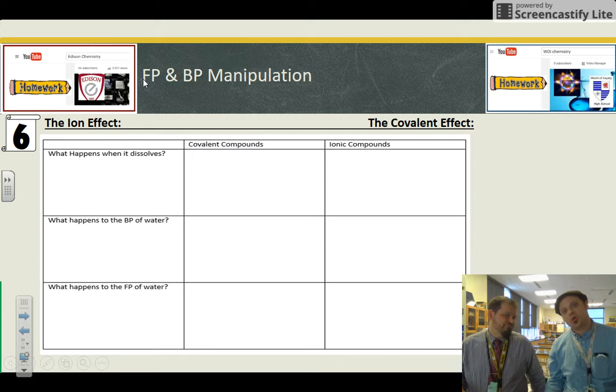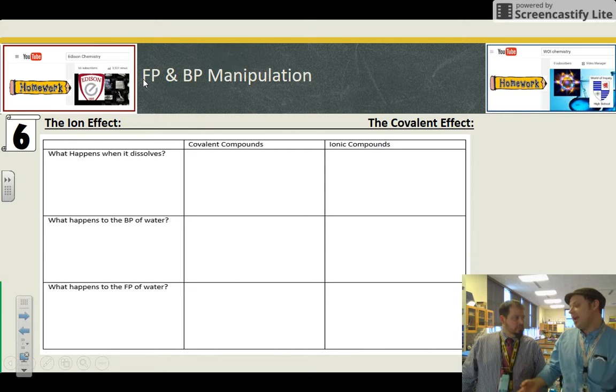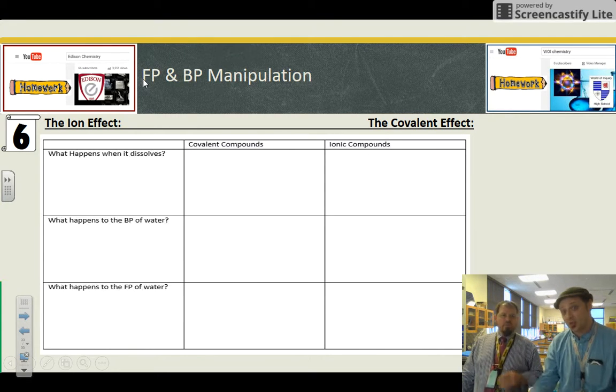It depends what natural resource you have available. If you've got salt, great. If you don't, well, you can add something else, and it will still work.